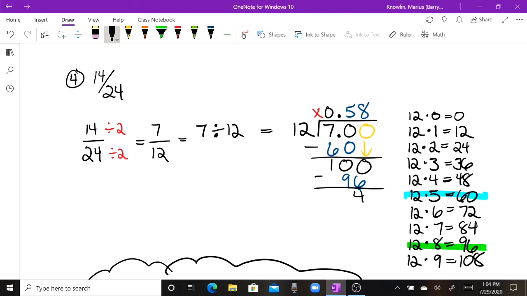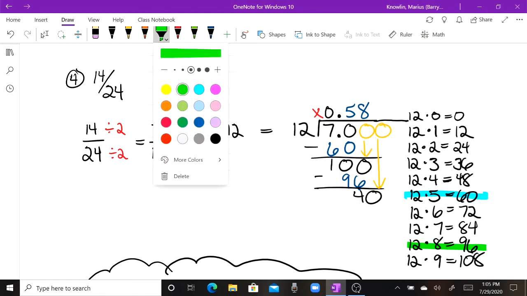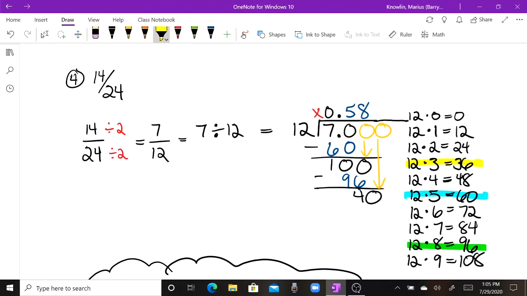We know that 12 can't go into 4, so we got to do what? Add another 0. So we're going to extend our line. We're going to add another 0, bring that down. And now we want to see how many times 12 goes into 40. We've already written our multiplication fact, so we see that 12 goes into 40 3 times. That's going to give us 36. When we subtract, we're going to get what again?